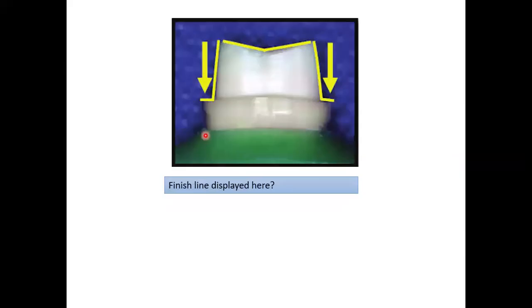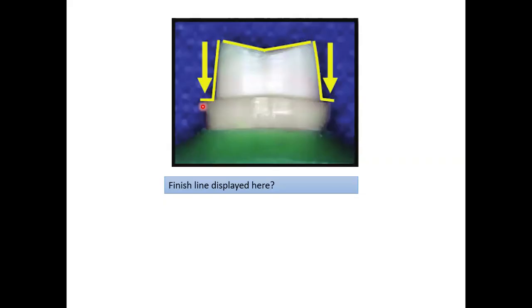So what is the finish line that is displayed here? You can see a flat shoulder preparation line, or shoulder finish line, displayed here. When they ask what burr you use to get this finish line, your answer should be a flat-end taper burr. When you use a round-end taper, or even a torpedo kind of burr, you will get a chamfer kind of finish line. When you use a flat and taper, you will get a shoulder kind of finish line.